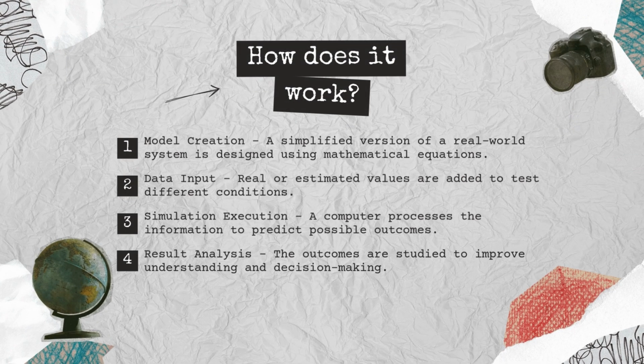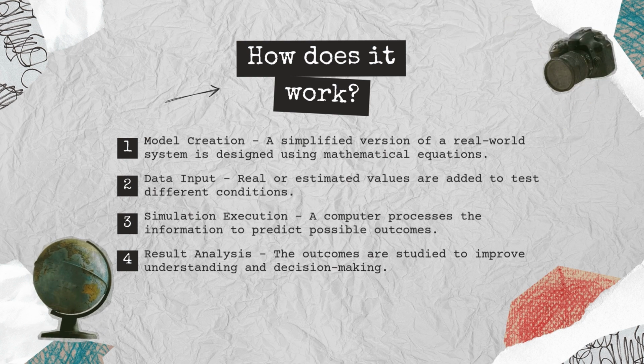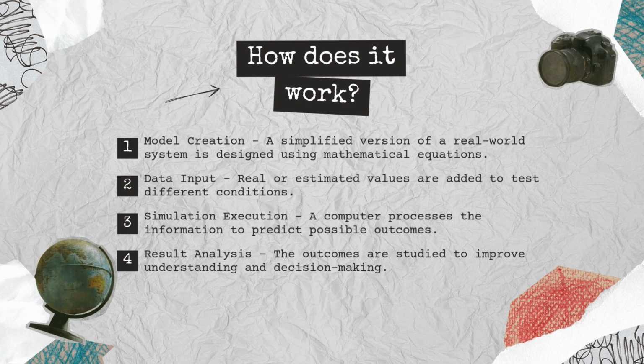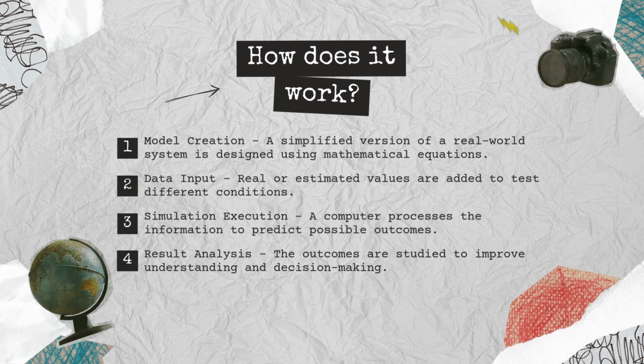First, we create a model, a simplified version of a real-world system. This could be anything from predicting the weather to simulating traffic flow. We use mathematical equations to describe how the system behaves. Next, we input data into the model. This could be real data, like past weather records, or estimated values based on research. By changing the data, we can test different situations.